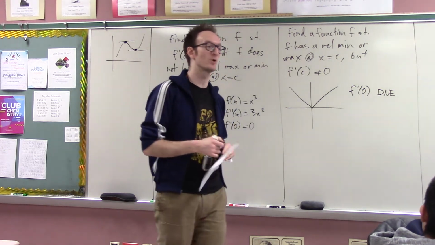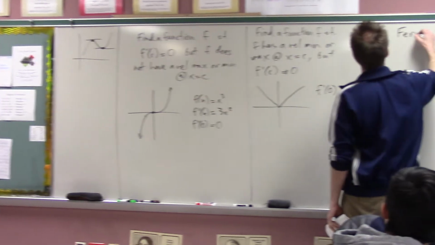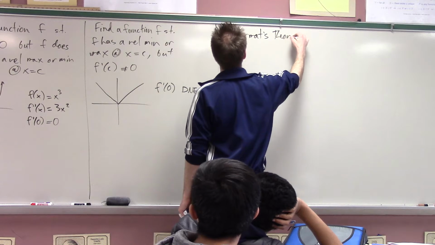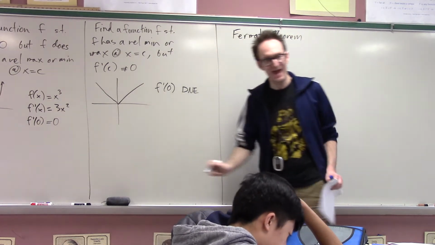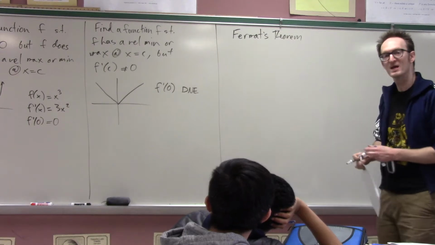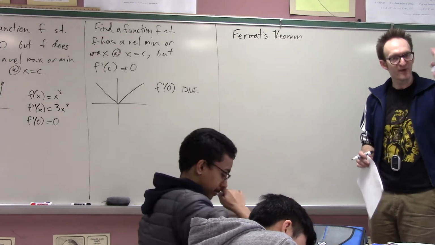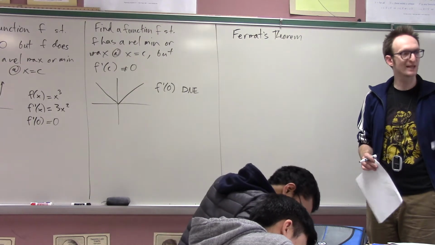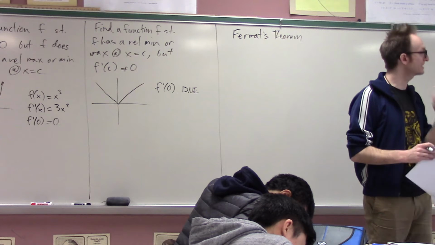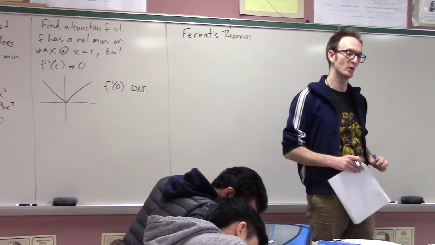Okay, that was some weird triple negative. So the way to say it more cleanly goes under the name of Fermat's theorem. I've heard that. I don't know why everyone's groaning. And Fermat's theorem, this isn't in the book, but I think it's important, says, if a function has a relative min or max at a certain point, and the derivative exists there, then the derivative must be 0. Cool?